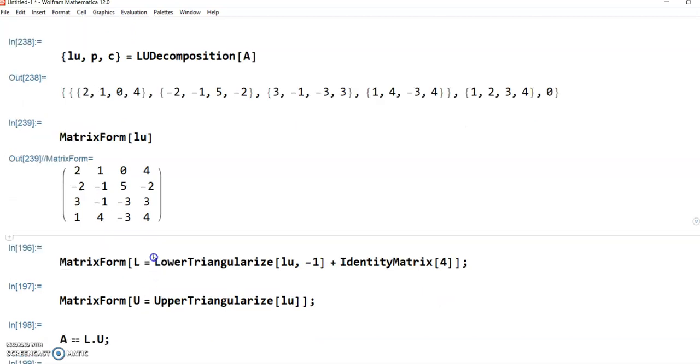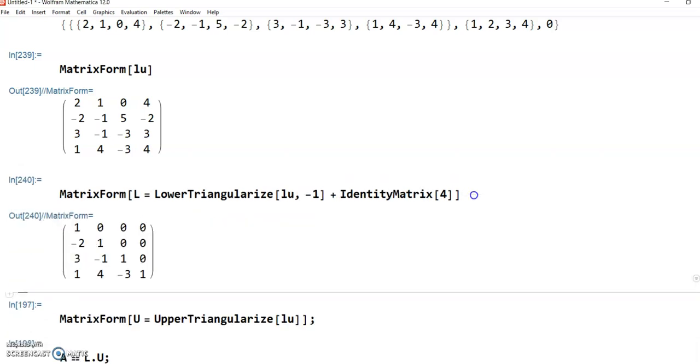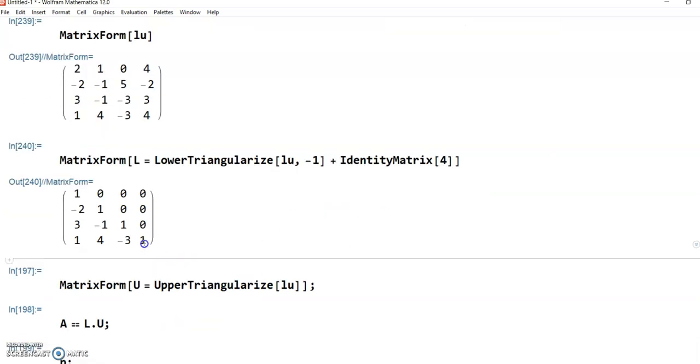So our L matrix, as we have done before, we can find by the lower triangularize command with this parameter -1, which shows that we don't want the real values, for example 2, -1, -3, 4 on the diagonal of the lower triangular matrix. Instead we want ones. So for this we have used -1 over here, and then we have added an identity matrix of order 4. So this will give the lower triangular matrix in this case.